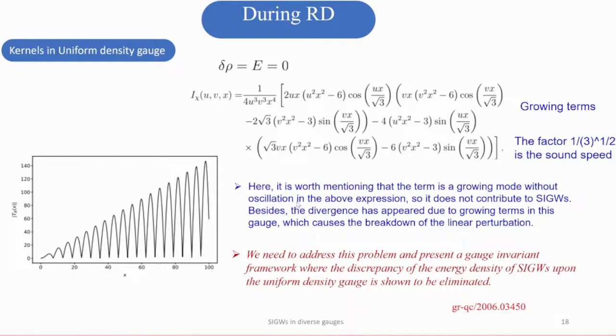the discrepancy of the energy density of scalar induced gravitational waves upon the uniform density gauge is shown to be eliminated. So in this gauge, we have a problem: it may break down the linear perturbation. So we have to find a solution to sort out this problem. That was basically the motivation: how to further address this problem and extend this work.